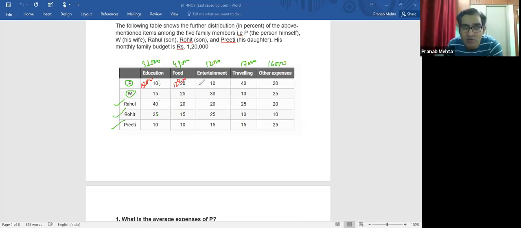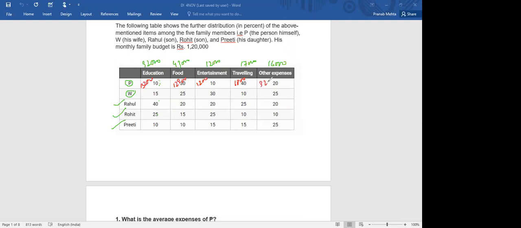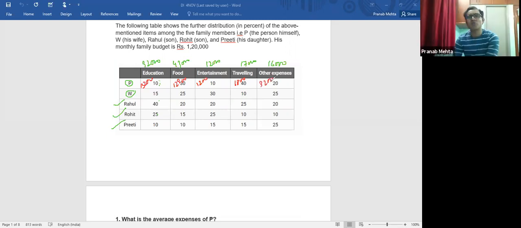Entertainment is 10% of 12,000. So 10% of 12,000 is 1,200. Traveling is 40% of 17,000. 10% of 17,000 is 1,700. So 40% is 1,700 into 4, which is 6,800. Look, this is how your calculation works. 20% of 16,000: 10% of 16,000 is 1,600, so 3,200. Look, in an actual calculation question, we don't require all the calculation.